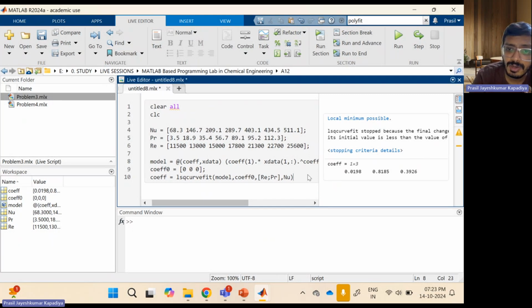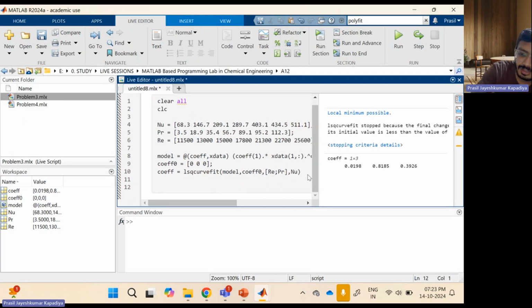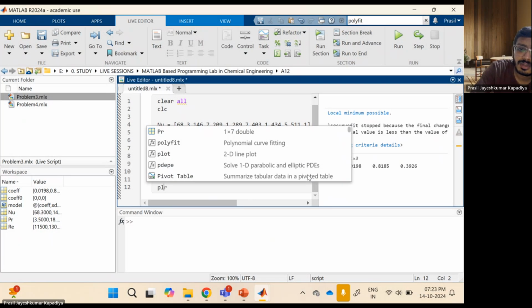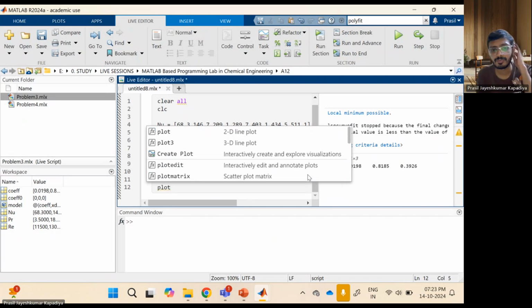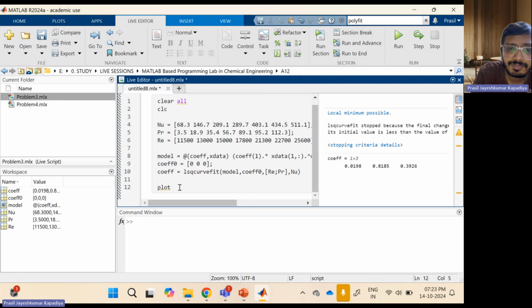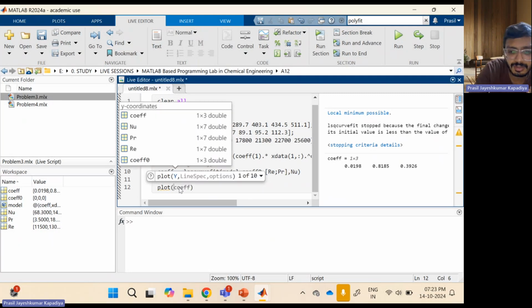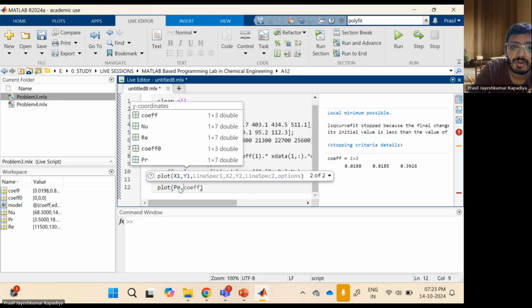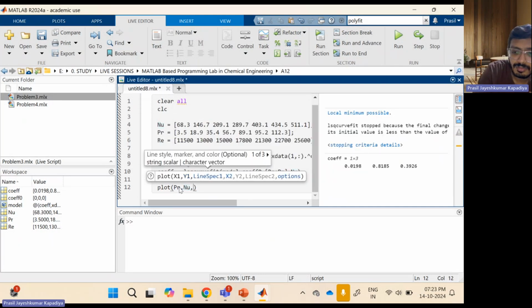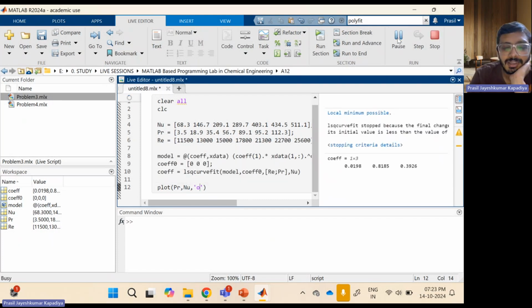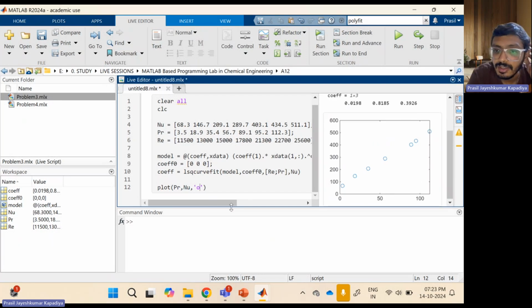Okay, so these are my coefficients. So let's try to plot this. How should I plot it? Let's plot Prandtl number, Nusselt number with these dots. I ideally should not plot it like this. I should plot it with serial numbers, but let's just plot it with Prandtl number. It's not going to affect anything actually.